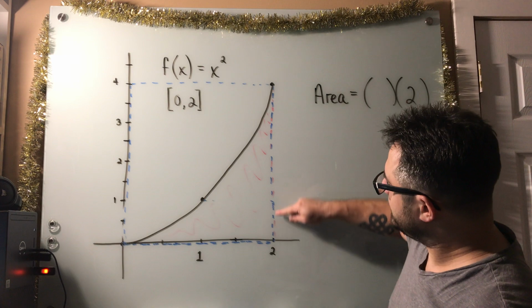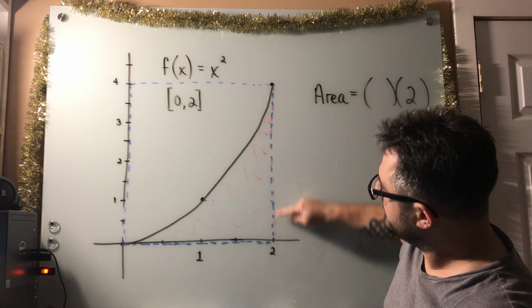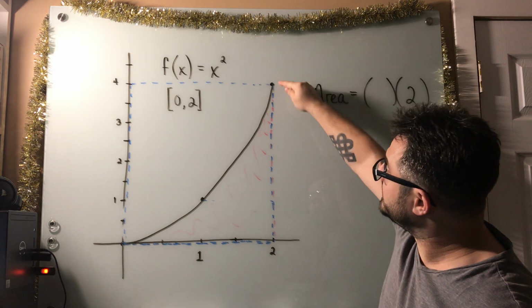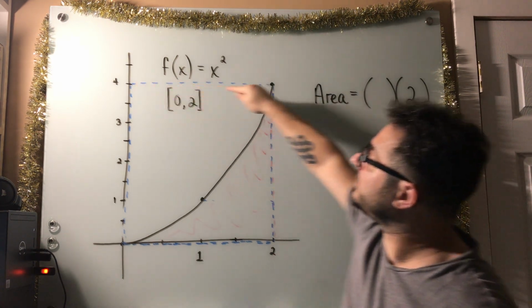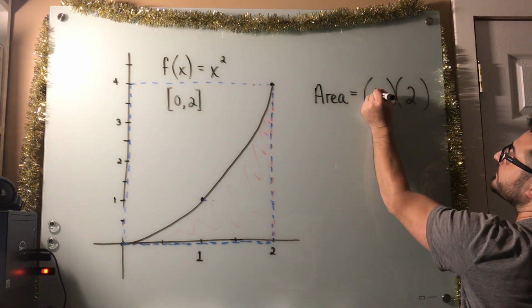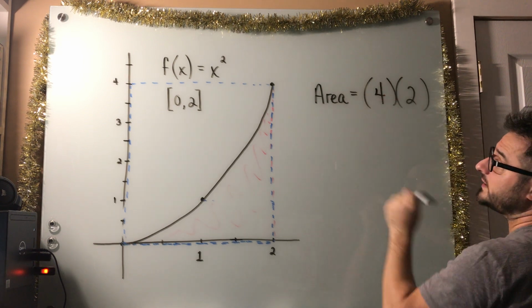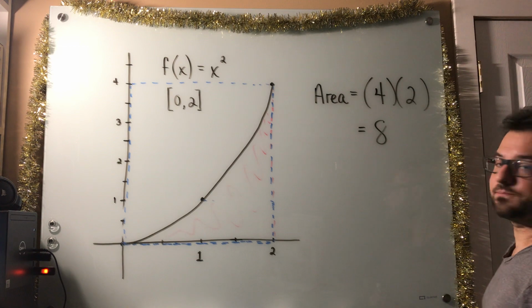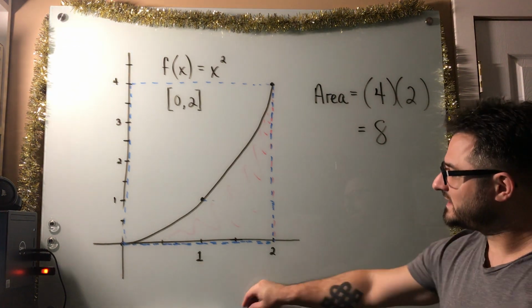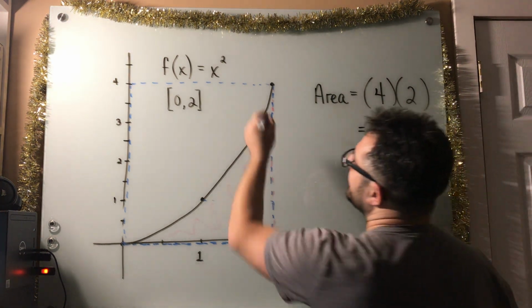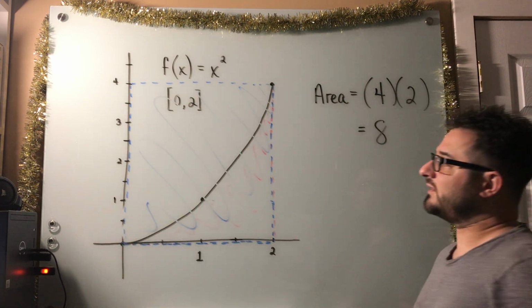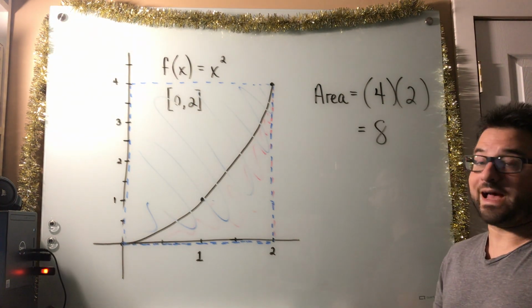And the height, coming from the y-coordinate at the right endpoint of the interval, the height of the rectangle then is 4. So this rectangle here has an area of 8. That is the entirety of this whole region, which is definitely way more area than we want to have.